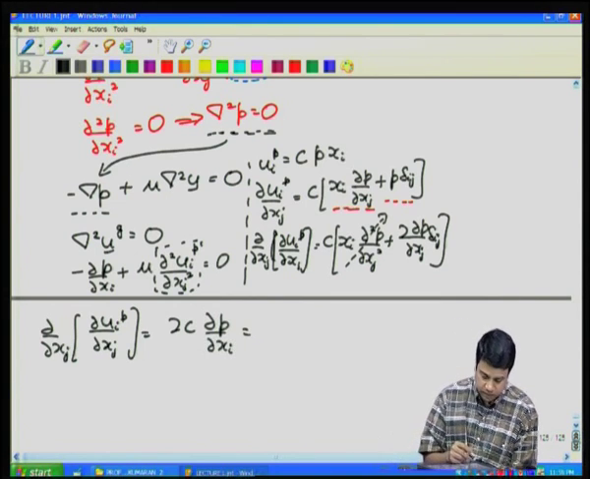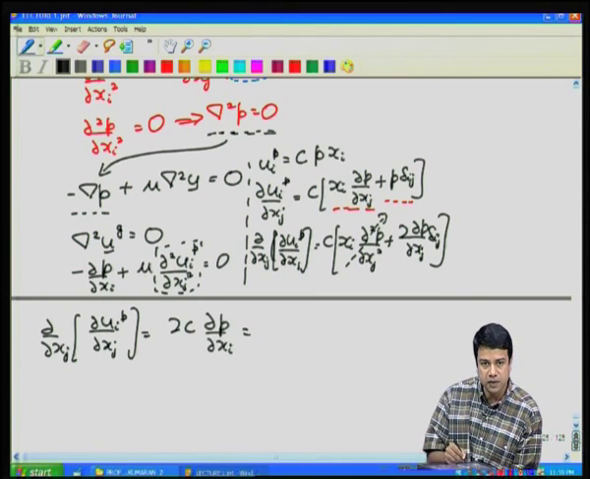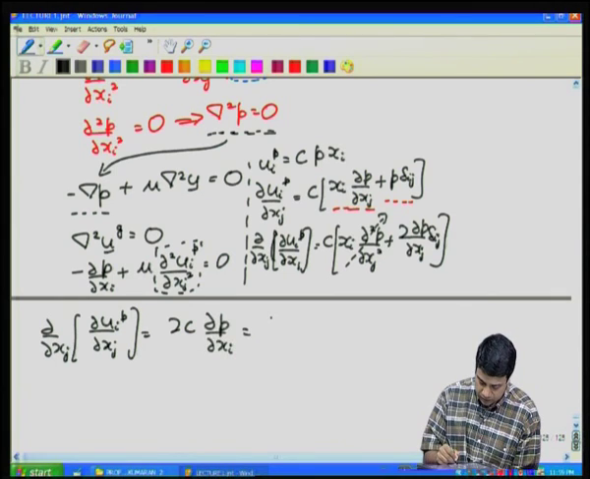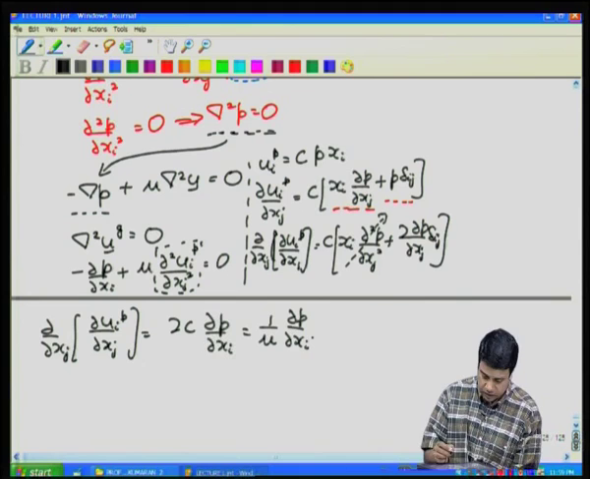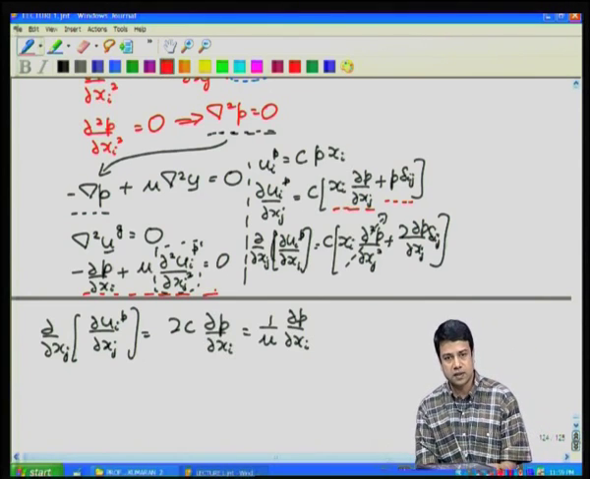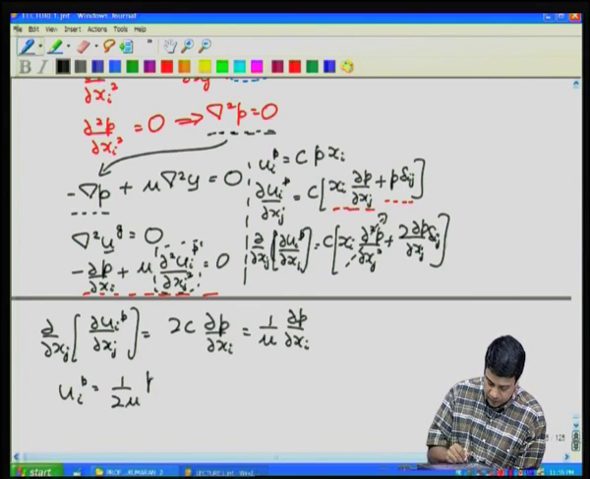And I know that minus partial p by partial xi plus mu times del square u has to be equal to 0. That means that this has to be equal to 1 by mu partial p by partial xi for the equation for the particular integral to be satisfied. Which means that the particular integral for the velocity is equal to 1 by 2 mu p times xi.